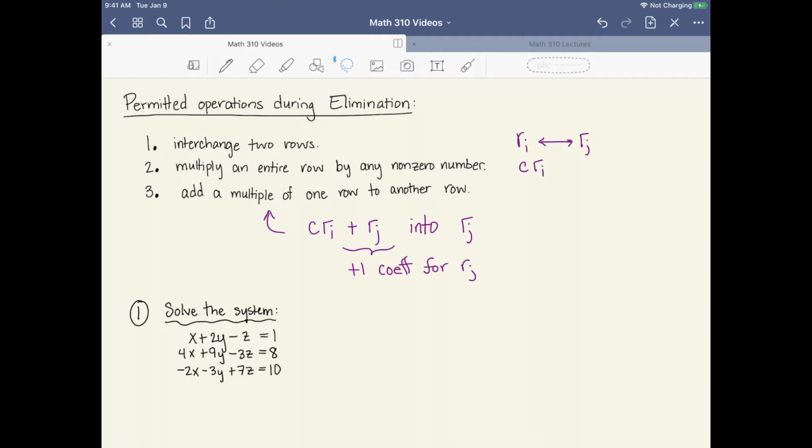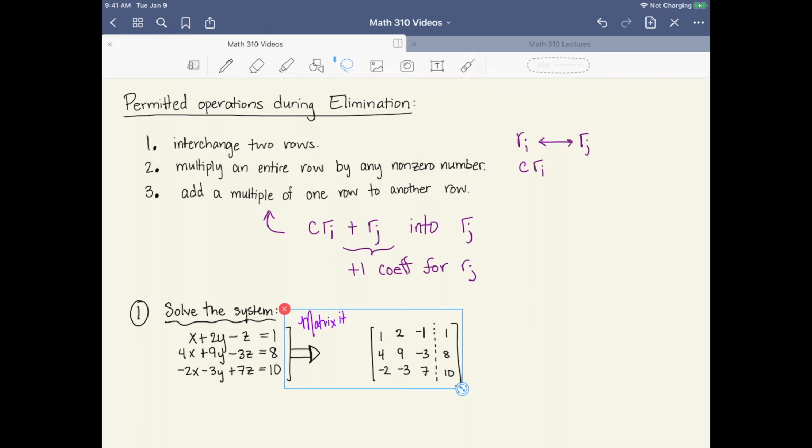We're going to be solving the system of equations that's written here. There are three equations. We now have an x and a y and a z. We're going to be looking at x plus 2y minus z equals 1, 4x plus 9y minus 3z equals 8, and minus 2x minus 3y plus 7z equals 10. Well, the first thing we're going to do is package this into a matrix. It's going to be a lot easier if we don't have to write down all those x's and y's and z's.